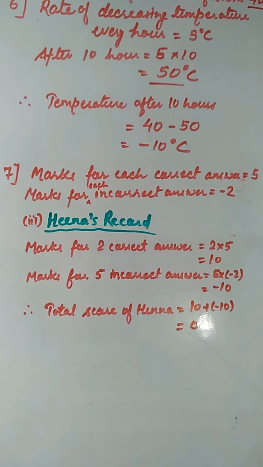I hope you all have understood this question, that is how to find out the total score. We multiply the number of correct answers with the marks allotted for that, and the number of incorrect answers with the marks allotted for incorrect answers. And at the end we add it up to get the total score.